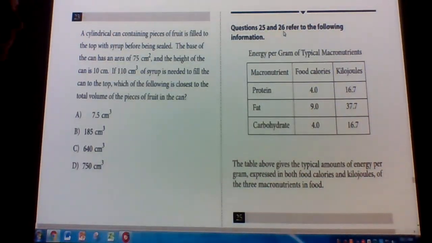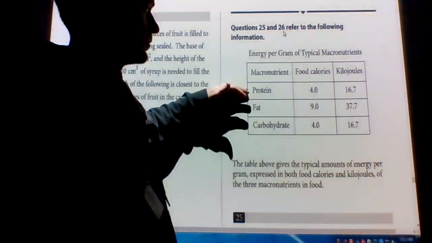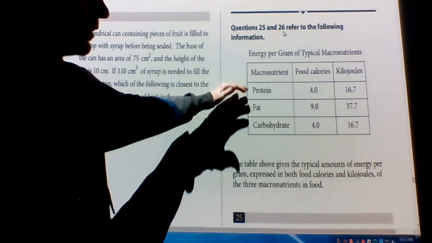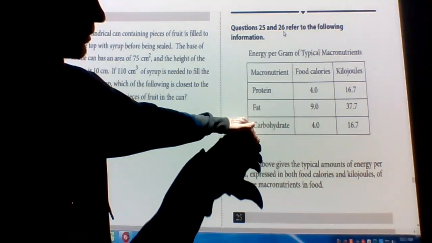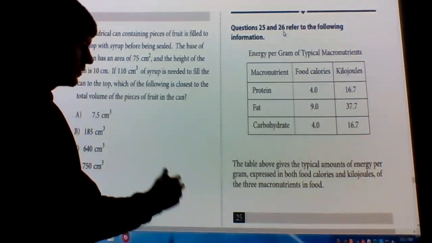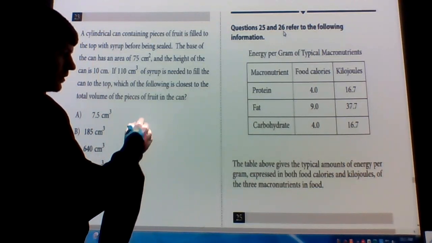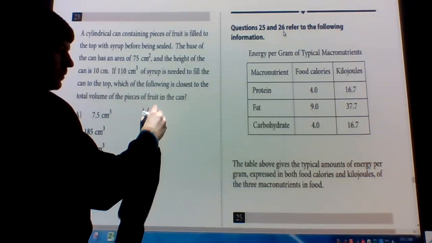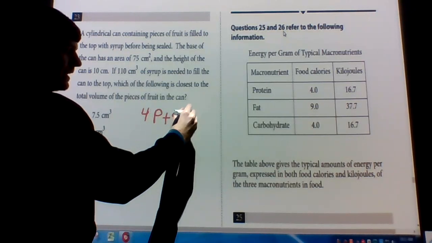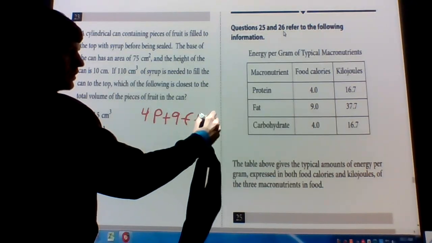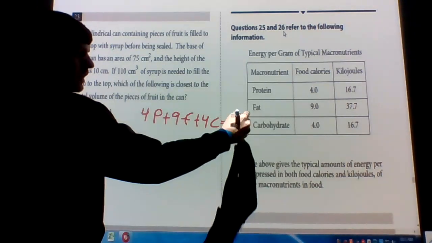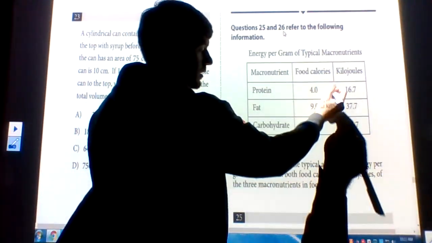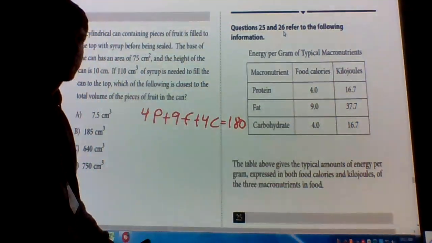Okay, the ratio in the granola bar in the food is basically 4 to 9 to 4. So we basically want to do 4P plus 9F plus 4C is going to equal 180 total calories. Right, so we don't know what, it's like we did those problems with the perimeter of a triangle.